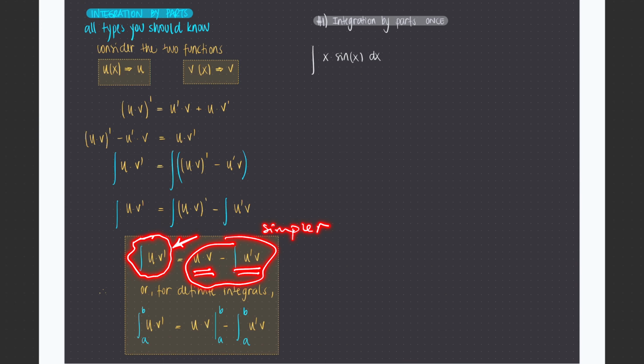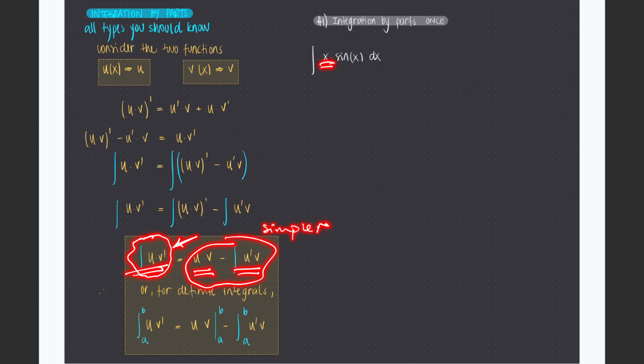That's the idea, to switch something that's more complicated to something that's simpler. We need to know how to choose what is our u and what is going to be our v prime as a consequence of that. We choose u, and whatever we have left is going to be our v prime. In other words, what is our u in this case? Is it x or is it sine of x? And this choice can make or break your exercise.